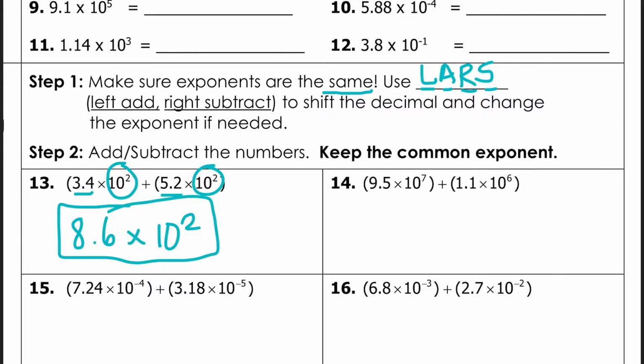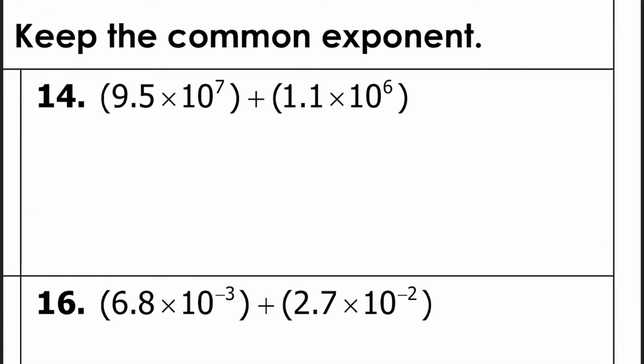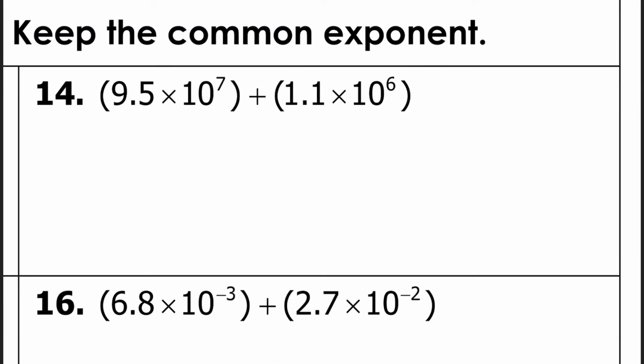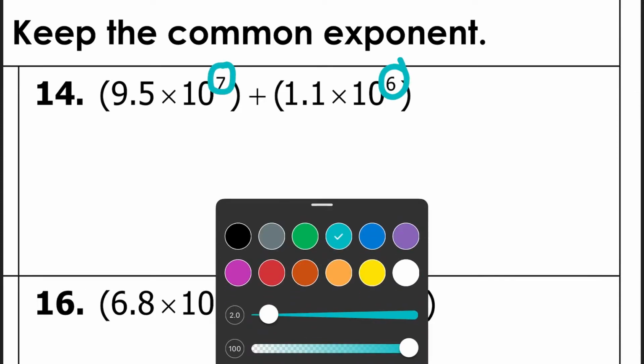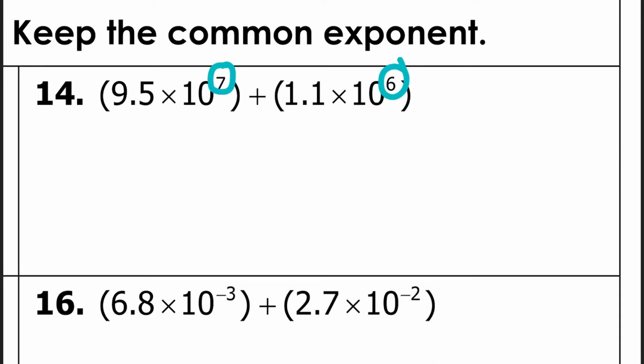Take a look at number 14. I'm going to zoom way into number 14, so I have lots of space here to write. I have an exponent of 7 and I have an exponent of 6. Okay, so I need for both of those exponents to be the same, which means I either have to change the first one to a 6 or change the second one to a 7. It does not matter which one you decide to change, but in the end, you're going to have to make sure that your final answer is in proper scientific notation.